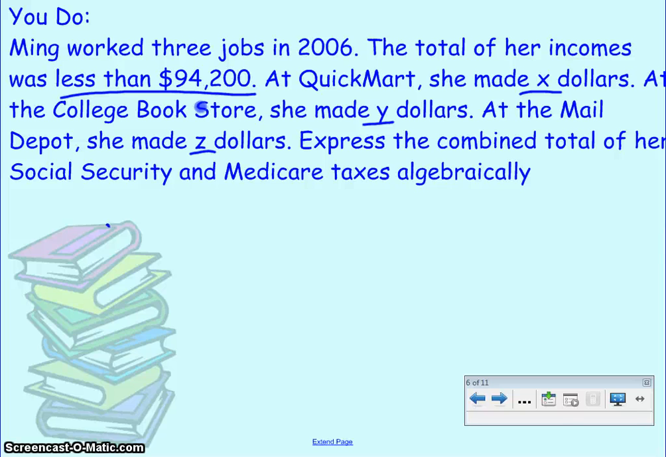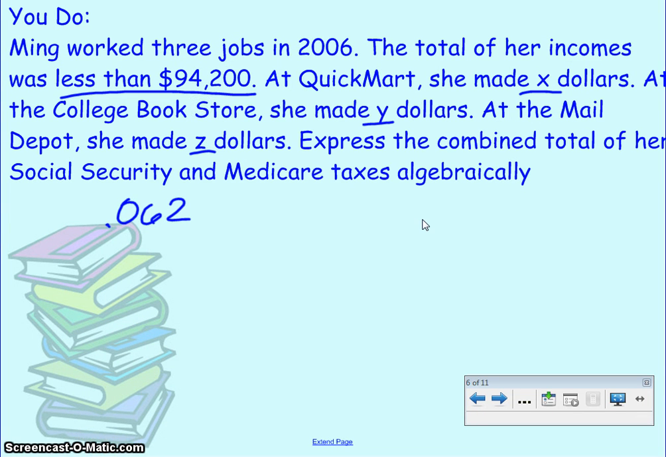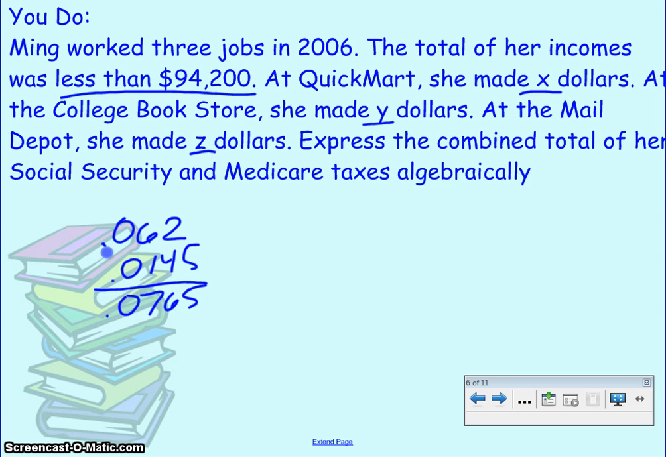Well, we know that Social Security was the .062, and we know that the other value was .0145. Total, that would be 0.0765. She earned X plus Y plus Z, all of that multiplied by the .0765. And there we go.